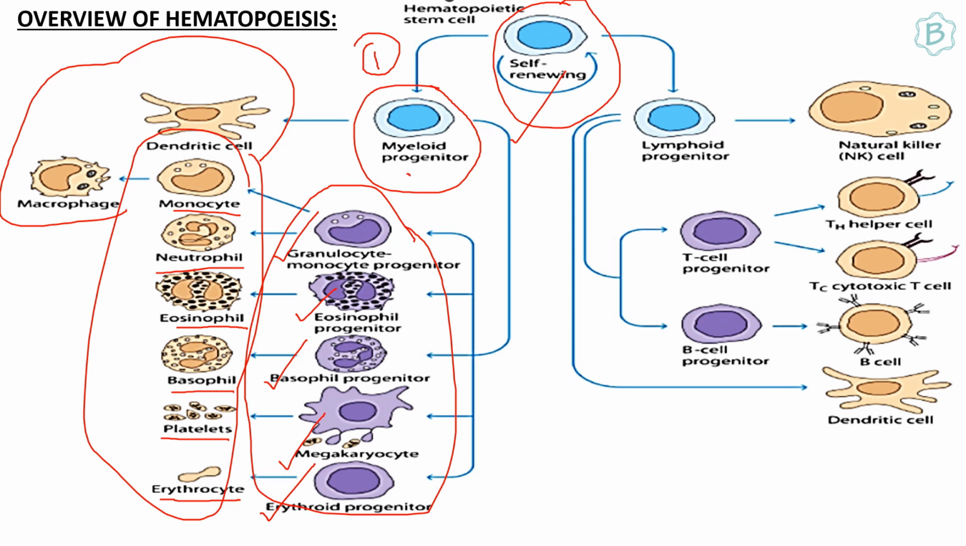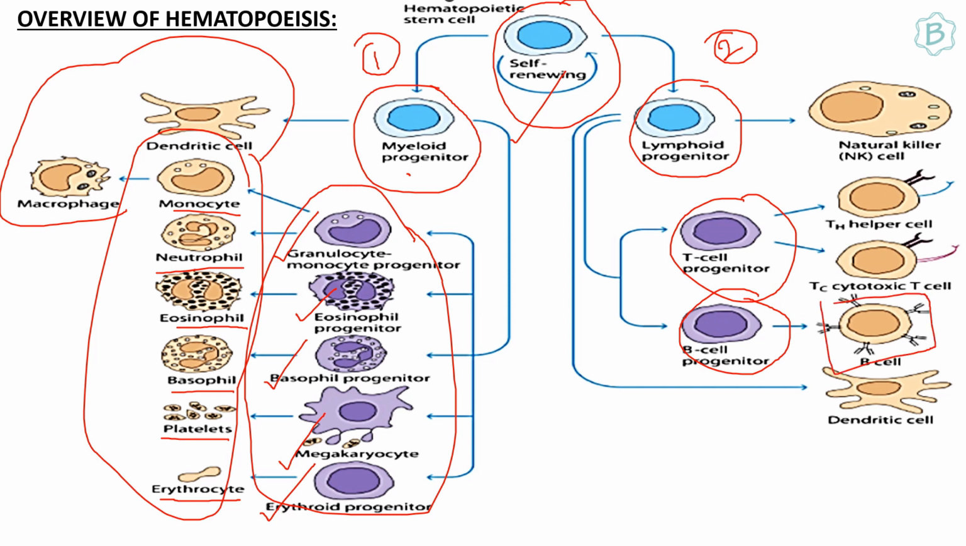Now let's take a look at the second type of progenitor, which is the lymphoid progenitor present in the bone marrow. This lymphoid progenitor will give rise to two kinds of progenitor. First is the T cell progenitor, then there's the B cell progenitor. So this B cell progenitor will produce B cells or your plasma cells in the peripheral tissue.